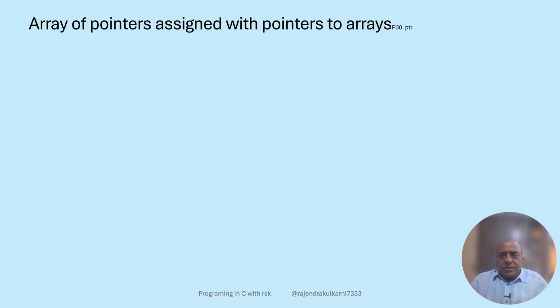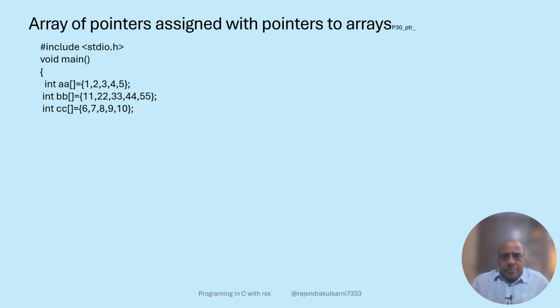Now let us see in this slide how arrays of pointers are declared and how they are assigned pointers to the arrays. In this program, three arrays are declared and initialized: arrays AA, BB and CC, all of type int. Then we have declared an array of pointers by using the notation int star ptr, with a subscript, equal to AA, BB, CC separated by commas.